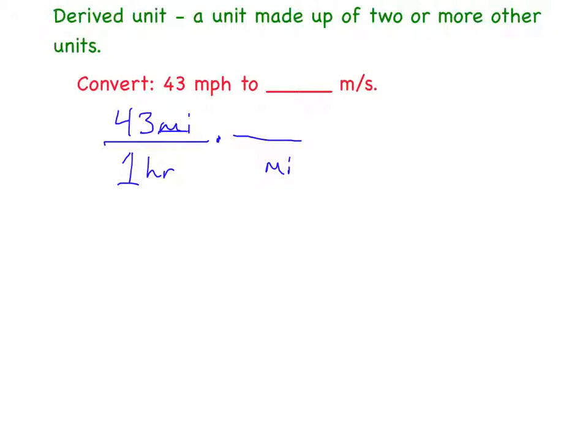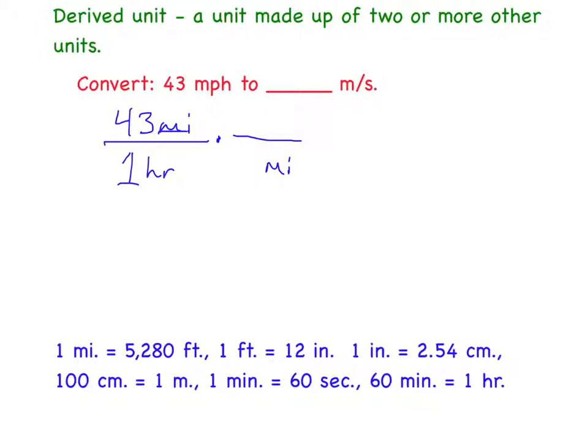And now it's time to go get some conversion factors. I'm going to go ahead and list all the conversion factors out on the screen. So let's grab a conversion factor that deals with miles. Okay, and it looks like this first one deals with miles. So 1 mile is equal to 5,280 feet. Okay, so this first one has been used. That one's done.